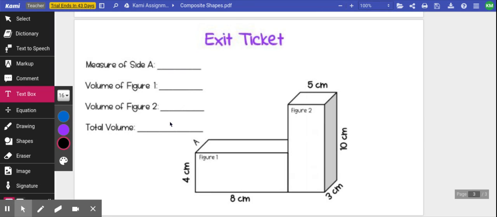If a shape is missing a dimension, you must look at the shape before it to figure out that missing dimension. So go ahead, complete the exit ticket, and then once you're done with the exit ticket, you may complete your CAMI assignment.